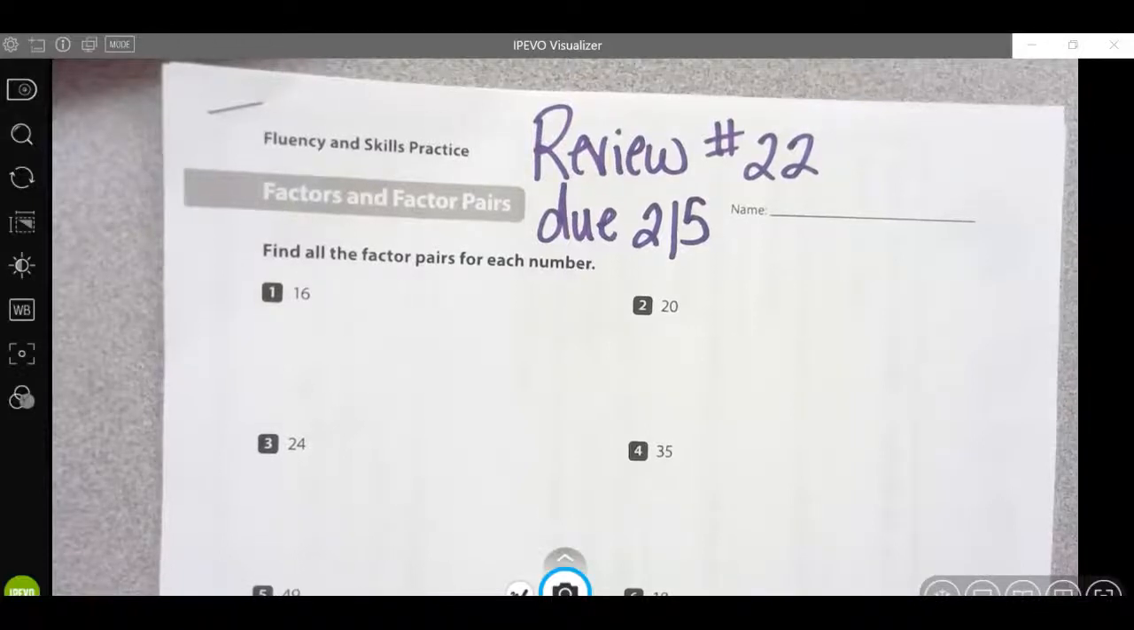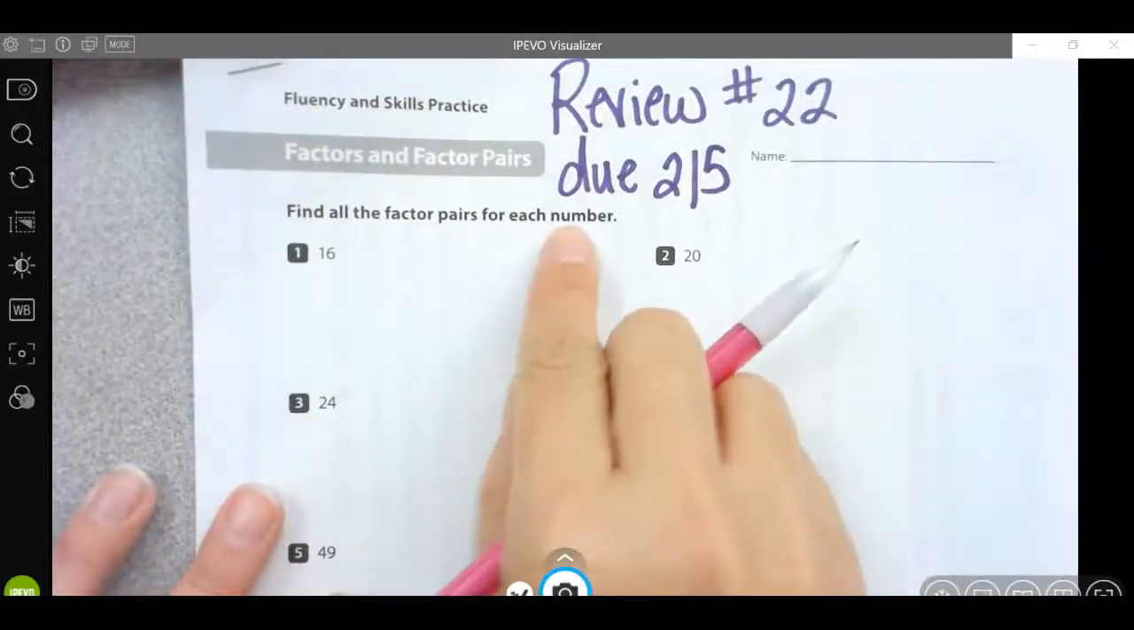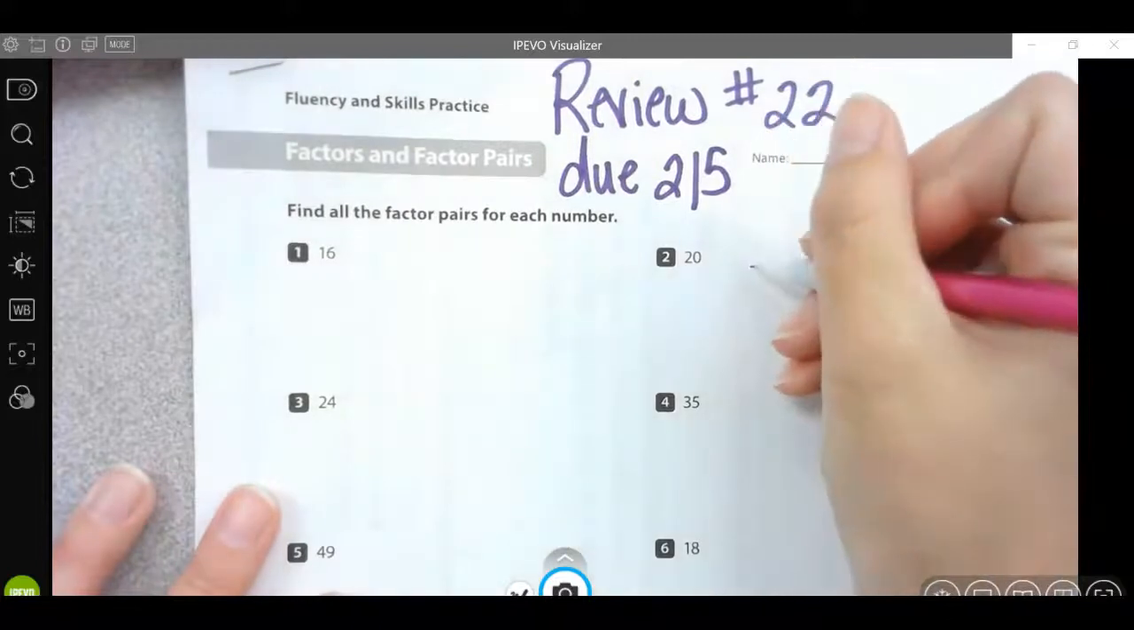Hey guys, let's go over the week 22 review packet. So we're just touching back on, again, factor pairs for each number. I'll do an example for you.